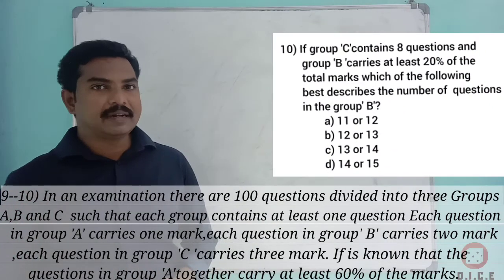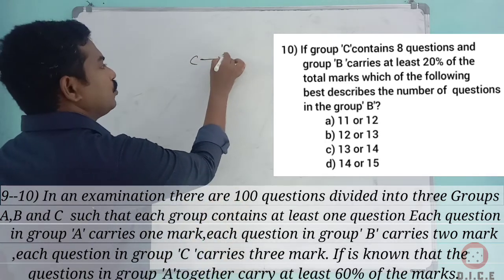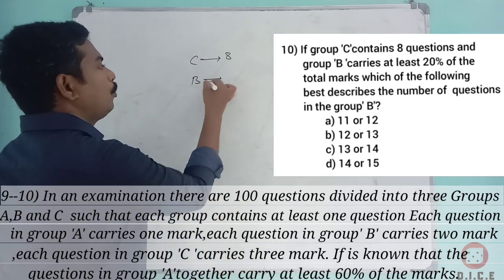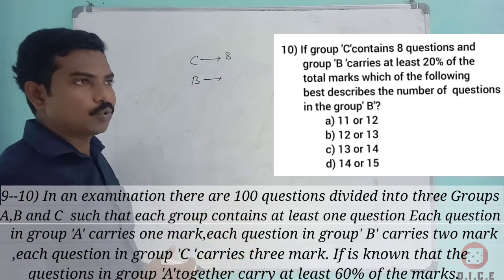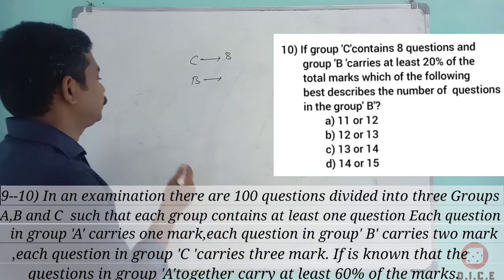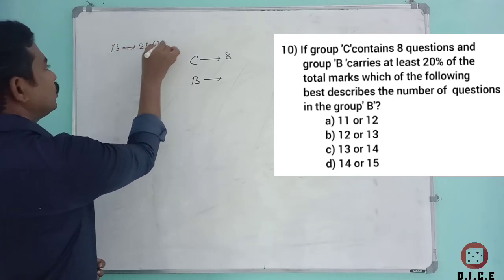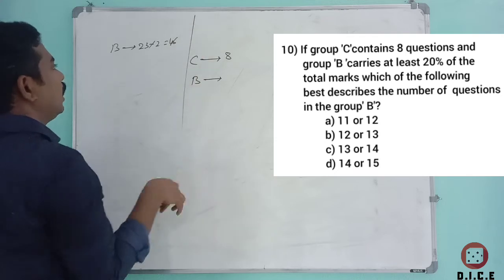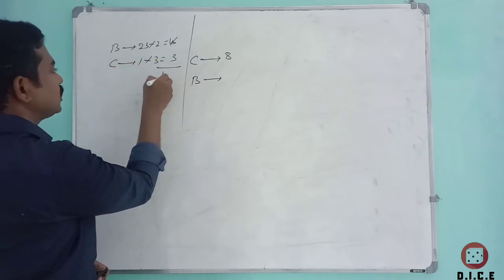You see question number 10 here. Question number 10 says that C has 8 questions, and it is asking how many questions B should have. The options given are 11, 12, 13, 14. But this question is very much related to question number 9. In question number 9 we took 23 into 2, that is 46 marks, and C as 1 into 3, that is 3, so total marks of 49.